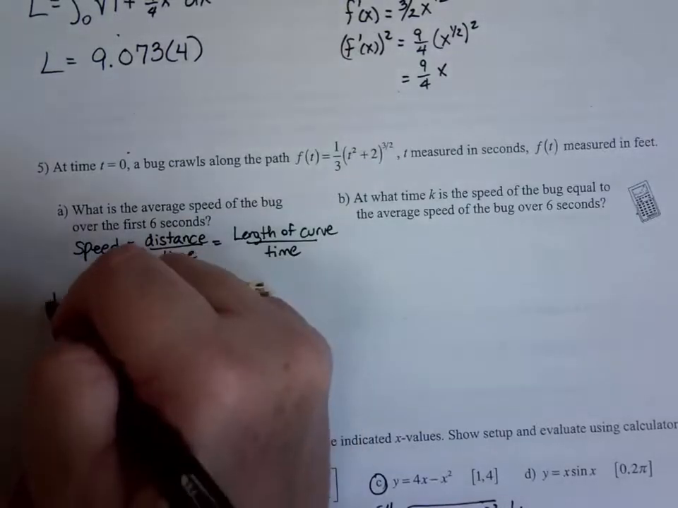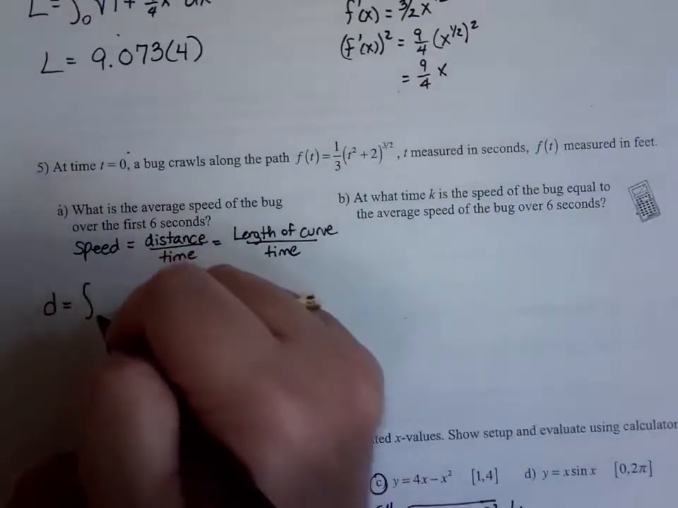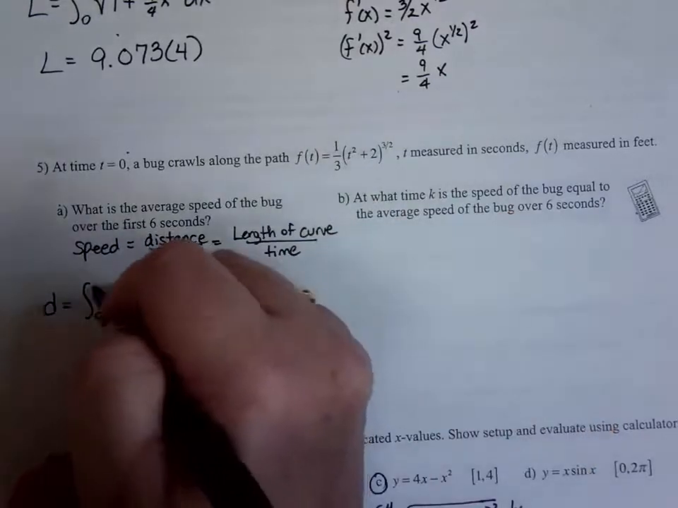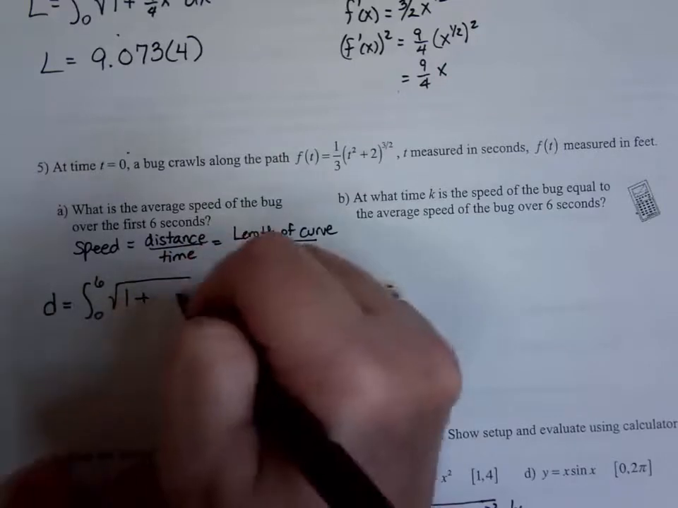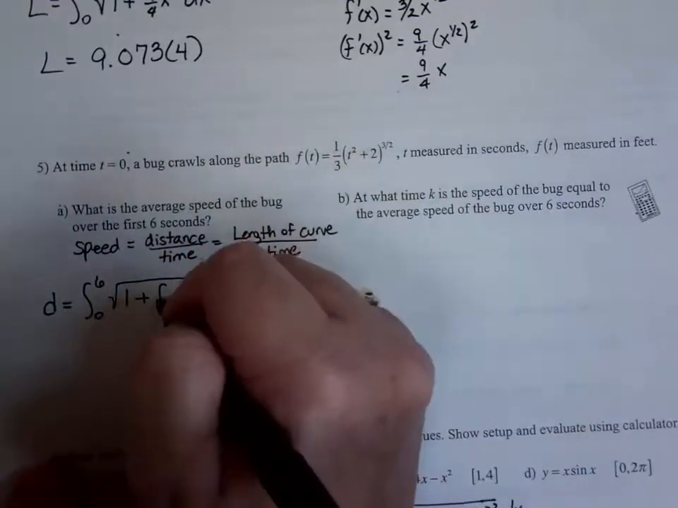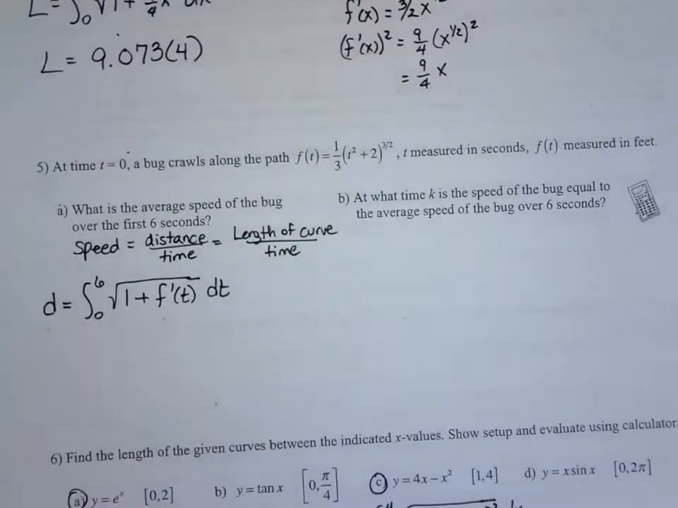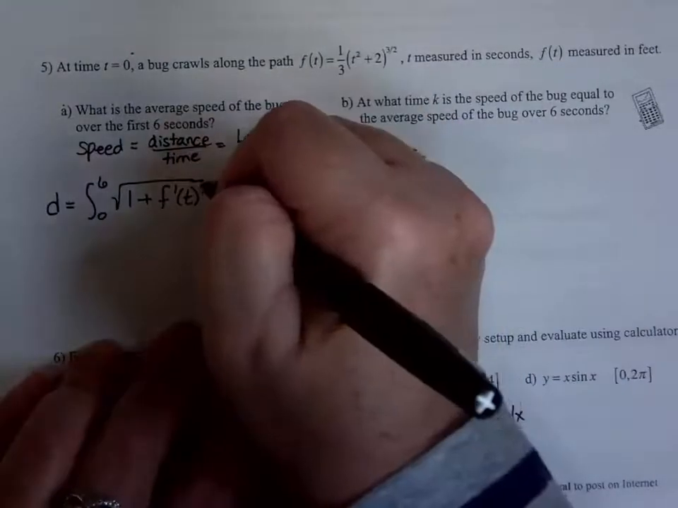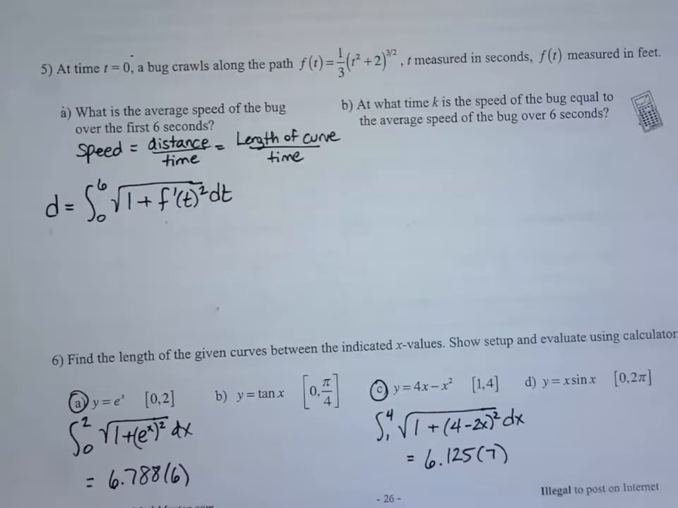So the distance is going to be the integral from what to what? 0 to 6, very good, square root of 1 plus, I'm going to write the formula this time because I'm changing variables, f prime of t dt. But what did I forget? I was just checking to make sure you were paying attention. You know that anytime a teacher says that, they're lying because they actually forgot it themselves.